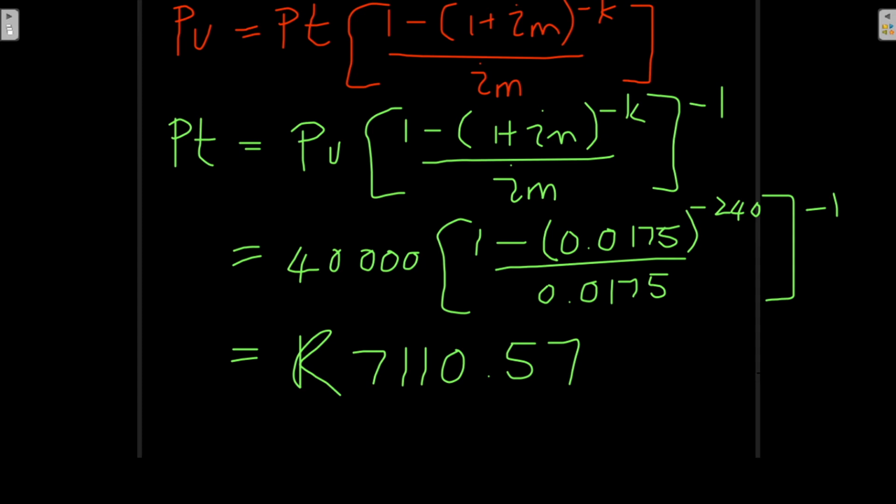Okay, in this lecture, we continue to look at examples for simple annuities. So I will continue with example 30.